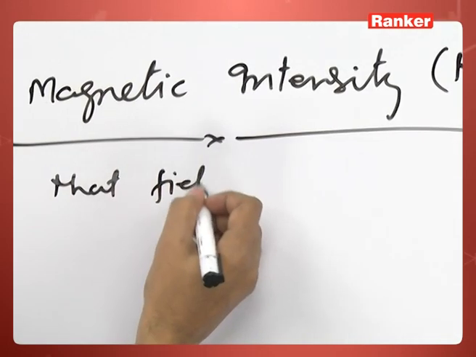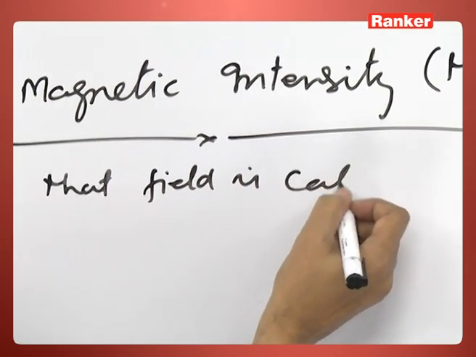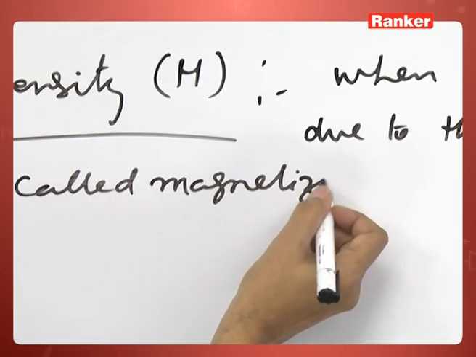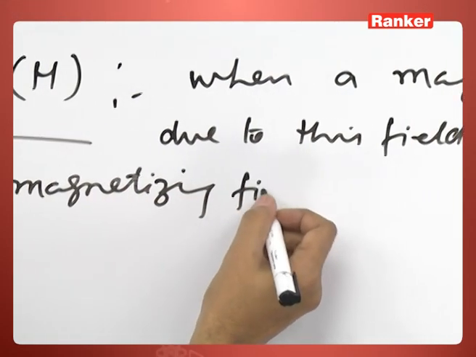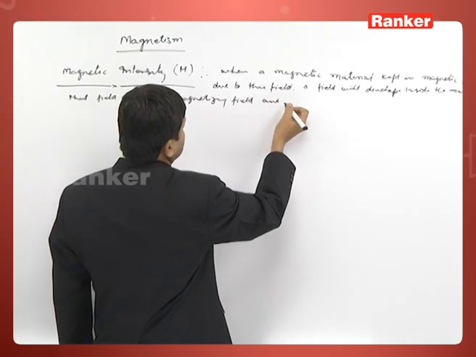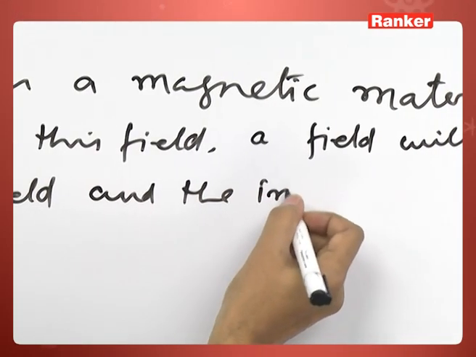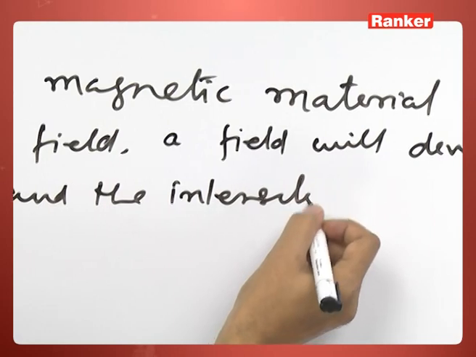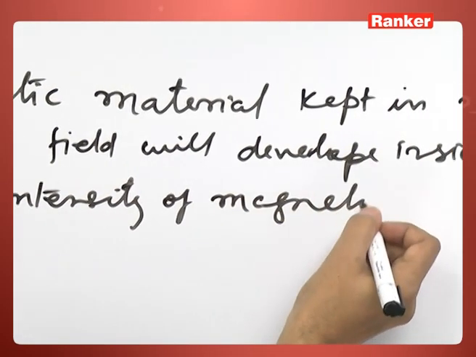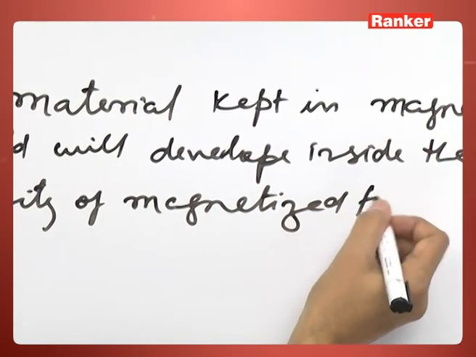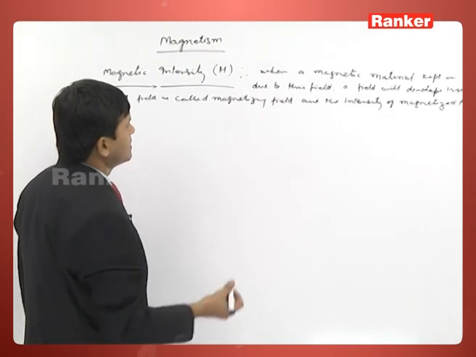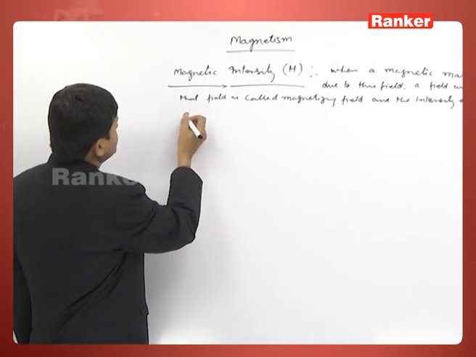That field is called the magnetizing field, and the intensity of the magnetized field is expressed with I.